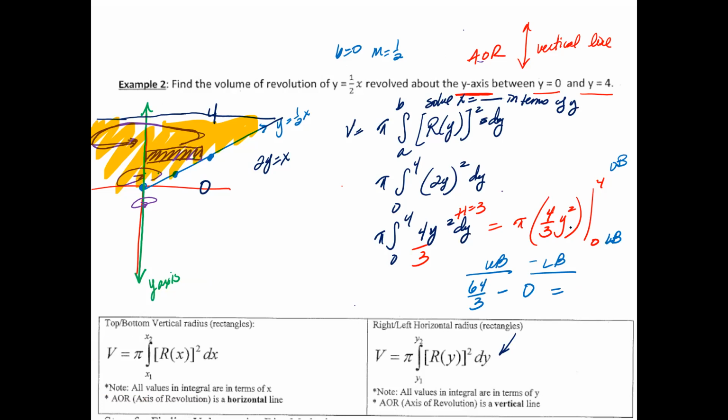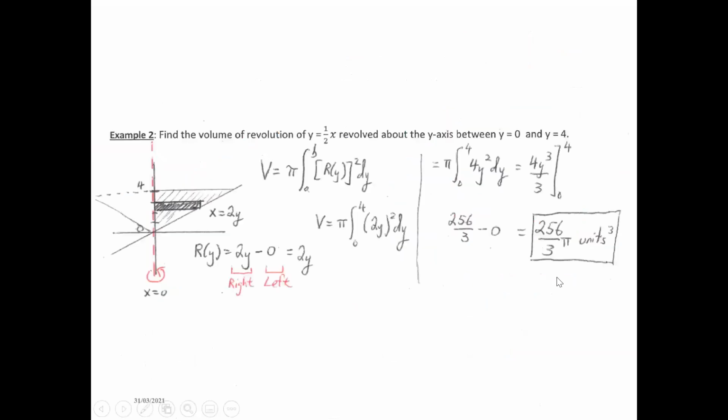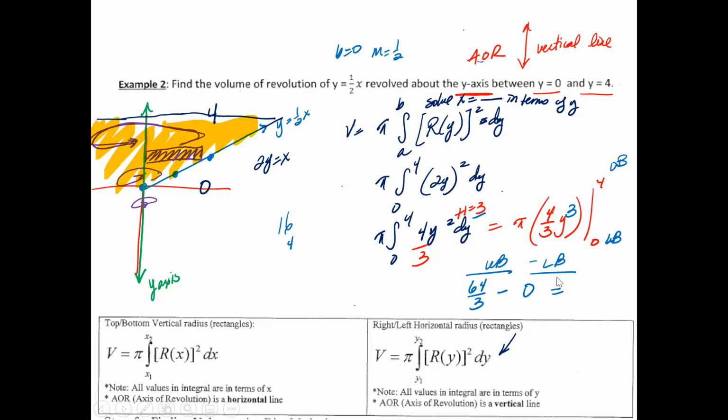wait a second. Oh, you know what? I'm sorry. It's actually cubed. I don't know why I put a 2 there. I was like, that doesn't look right. Sorry about that. So let's go back just a second. It's going to be 4 times 4 times 4, 64, times 4, so 256. Minus 0 is 256 over 3 pi units cubed. That is your answer.